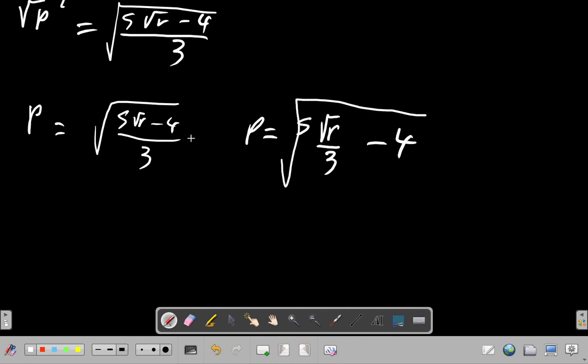Now, notice this and this, they look a bit different. Suppose we use some fractions and say we put 4 over 1 and we find the LCM of 3 and 1, it is 3. Right?